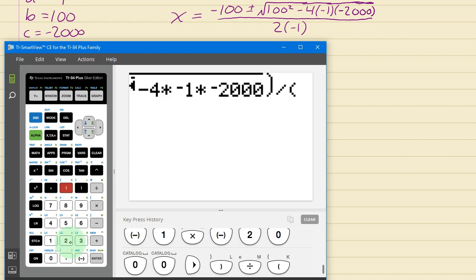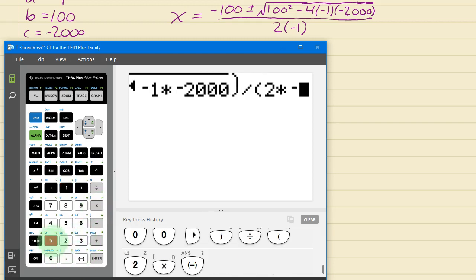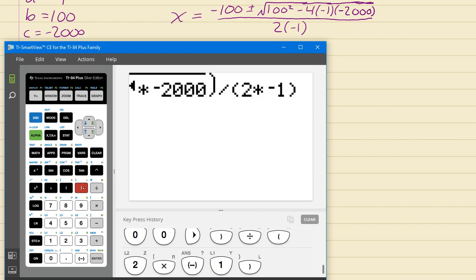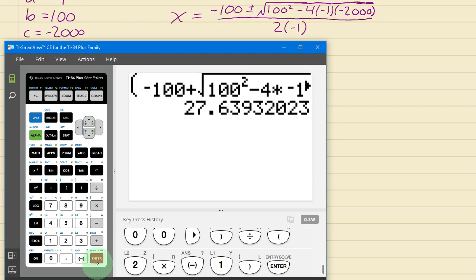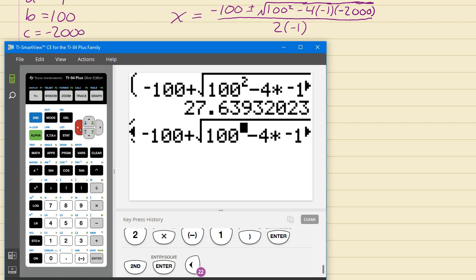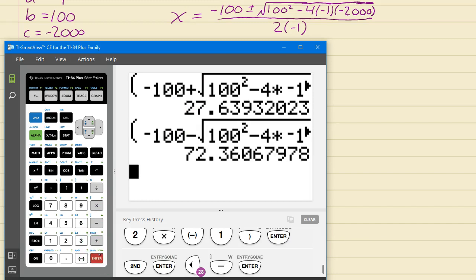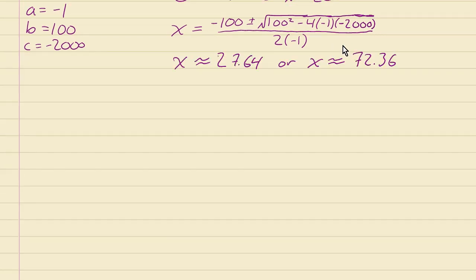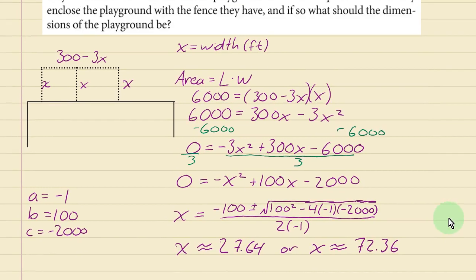Divide that by 2 times -1, with that in parentheses, and press enter, and that gives you that result. Then we could press second entry to go back into that and change the plus to a minus, like so. So you get those two solutions. These are the solutions of the equation, approximately, but it's not really answering the question.